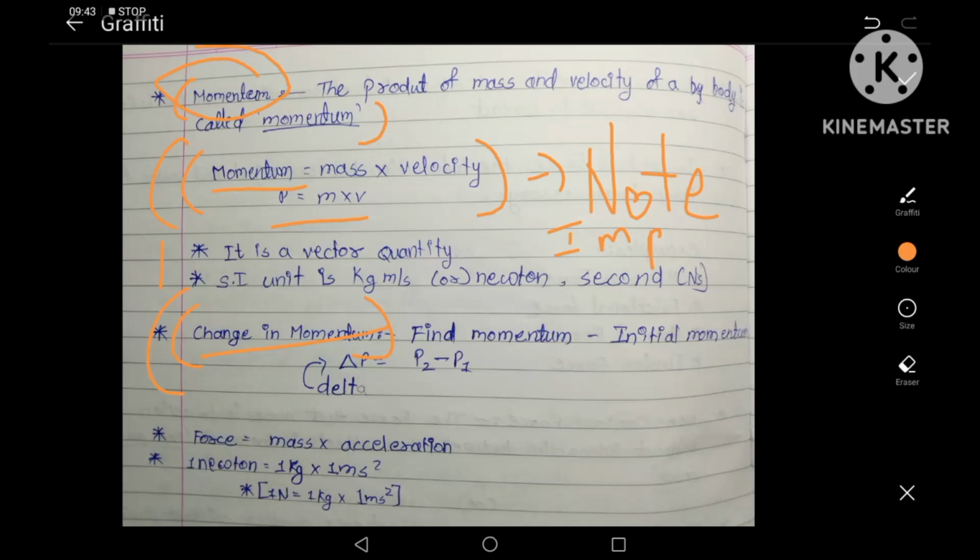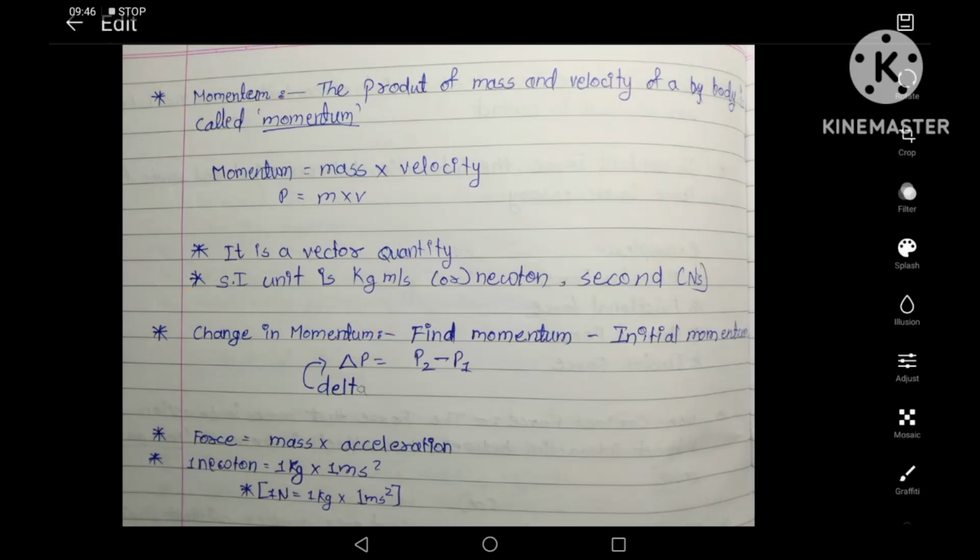For finding the initial momentum you have to apply this same formula. Momentum is equal to mass multiplied by velocity, and for finding the final momentum you have to use the same formula again. So for using this, you have to find the momentum first. If in any question it says to find the change in momentum, just use this formula. If P2 is not given, then find P2. P2 is called the final momentum.